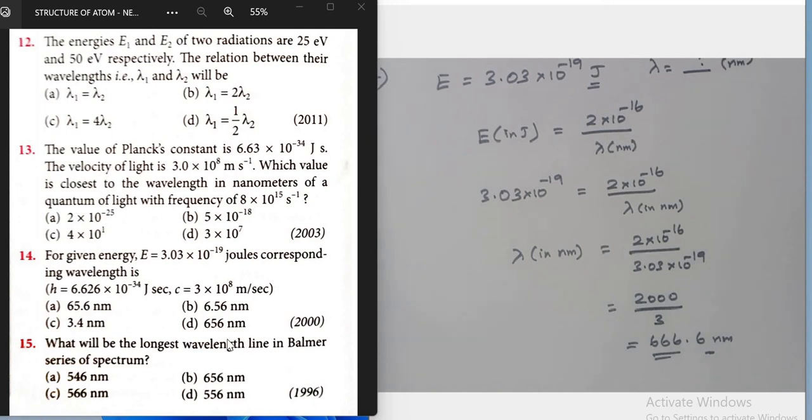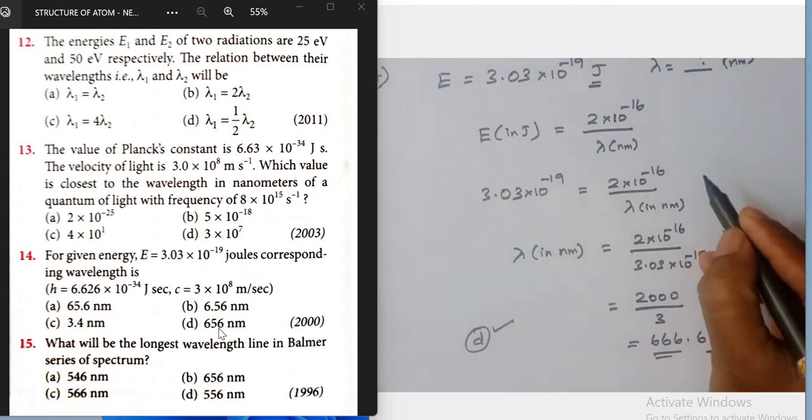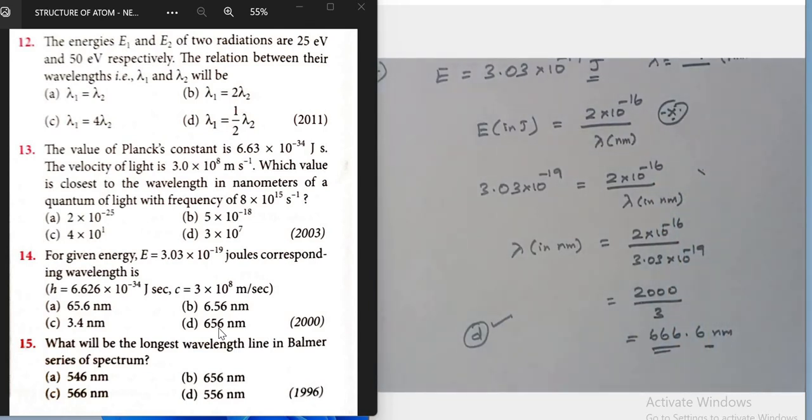So 656 nanometer is close to the answer. The correct option is D. The correct option for this question is option D. Is this clear? This relation is very important. Remember this relation. You can answer the question directly. Yeah, see the next question.